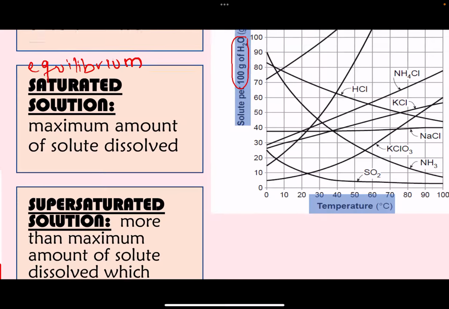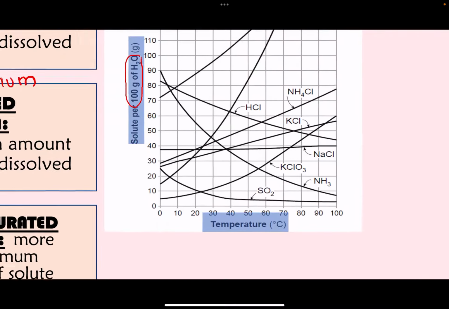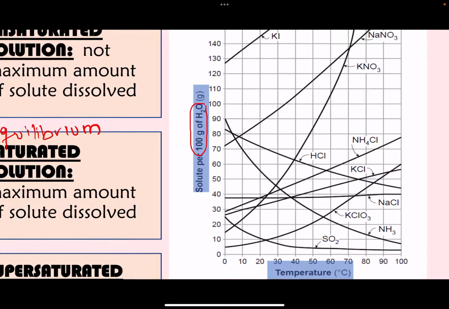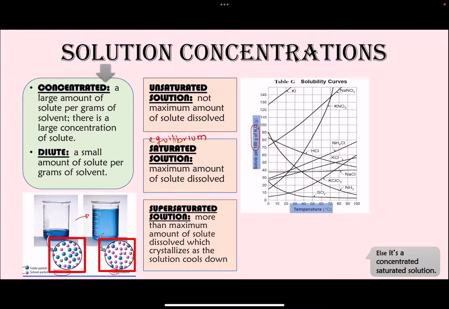the graph is telling me that at 0 degrees Celsius I need 90 grams of NH3 to make a saturated solution. Remember that this 90 grams is for 100 grams of water. So if I decrease the amount of water and make that like 50 grams of water, then I'm going to need 45 grams of NH3 to make a saturated solution. So the lines in this graph represent the saturated solution. So that is represented by number 1, I believe.